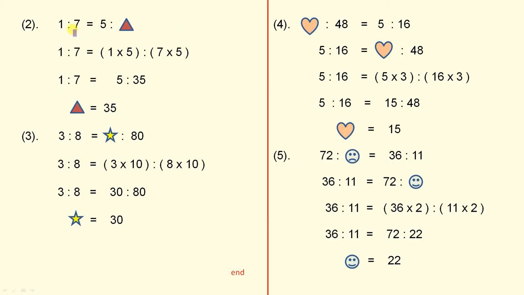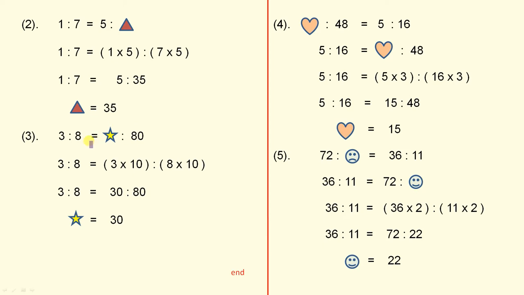Number 2. 1:7 equals 5 is to the triangle. Now, if we look at the first term here, how do we obtain this term? We multiply the first term by 5. So basically, multiply both of these terms by 5 to give us the second ratio. So that's 1 times 5 and 7 times 5. So 1:7 is the same as 5:35. So the triangle is 35.